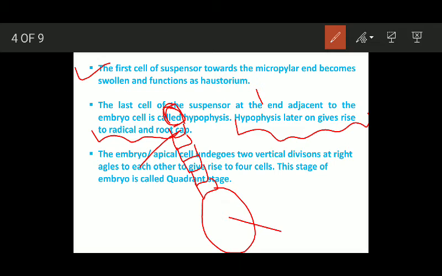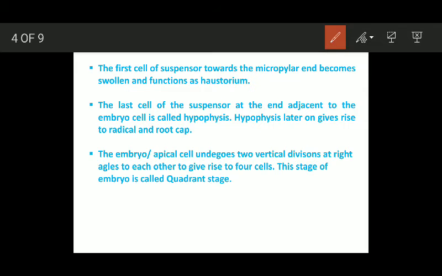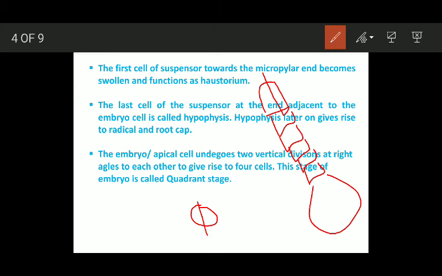The embryonal cell, or you can say apical cell, undergoes two vertical divisions at right angles to each other to give rise to four cells. Now comes the turn of the apical cell. We saw the basal cell, which forms the suspensor. Here we have this type of structure. Now this apical cell will divide by two walls which are vertical and placed at right angles to each other. The second division will also happen in it. For example, this is the apical cell, one division happens like this, and the second division like this.